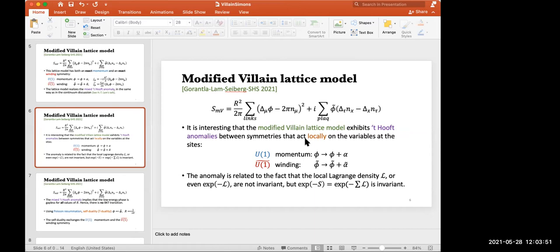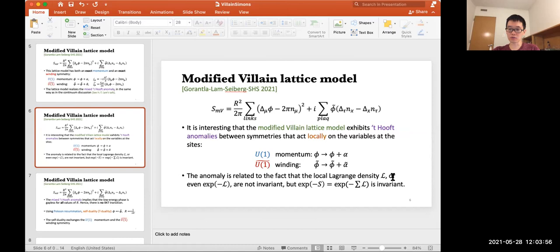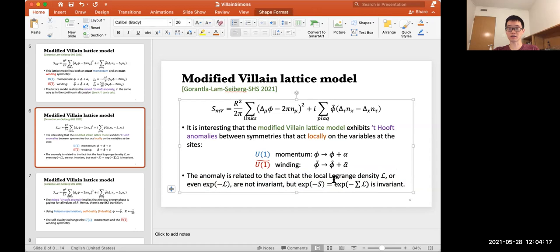I'm sure that's a correct way to think about it, but I think in the Euclidean picture, the way we phrase it is also equally nice. Here, the obstruction to coupling this Euclidean lattice model to the two background gauge fields is precisely because of the comment I made here, that the local Lagrangian density, the summand, is not invariant under the U(1) cross U(1), but only the action is.